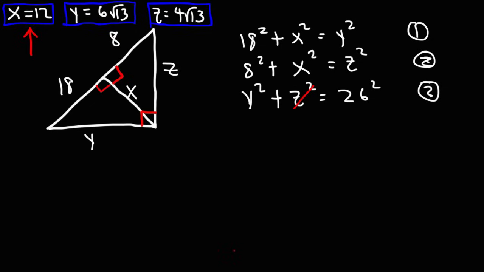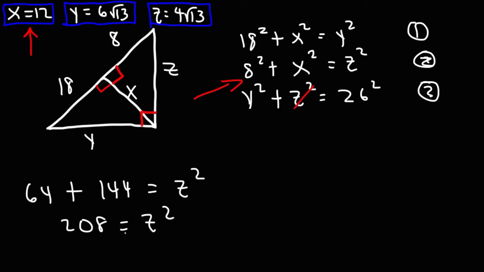So now that we have x, we can calculate z using this formula. So 8 squared is 64. X squared is 12 squared, which is 144. 64 plus 144 is 208. And we know that the square root of 208 is 4 root 13.